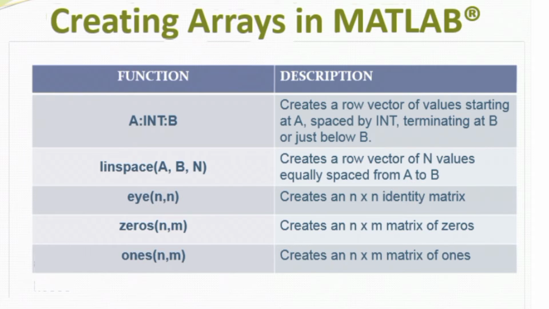Couple that you haven't seen before, eye(n) creates an identity matrix. If you don't know what an identity matrix is, we are going to talk about that in a later video, but it's basically a matrix that has ones down the diagonal and zeros everywhere else. Zeros(n, m) creates an n by m matrix of all zeros, and ones(n, m) creates an n by m matrix that's all filled with ones. And we'll talk about why you might want to create a matrix full of zeros or a matrix full of ones a little bit later.